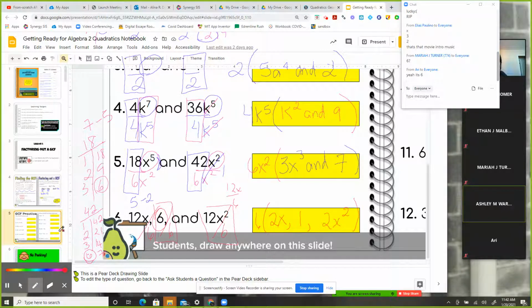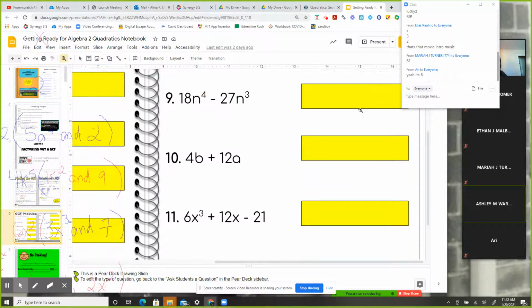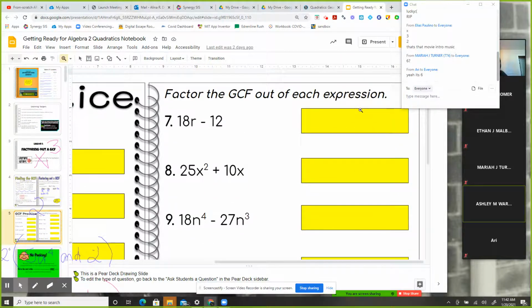You ready to go to the other side? Yeah. Okay. Let's see if my computer will be smart. Look at that. All right. Here we're going to do the exact same thing. Try number 7 on your own, and when you think you have an answer, put it in the chat.